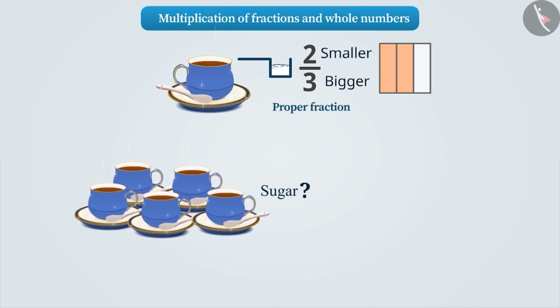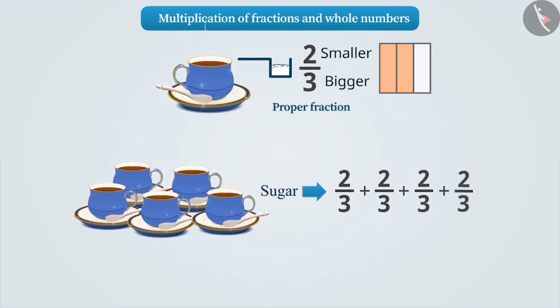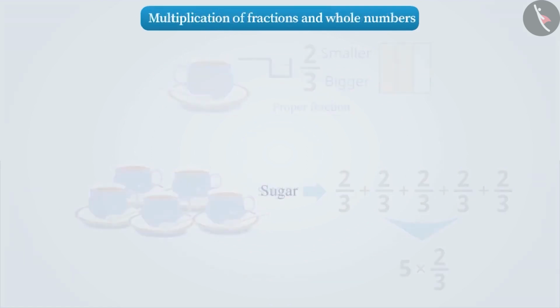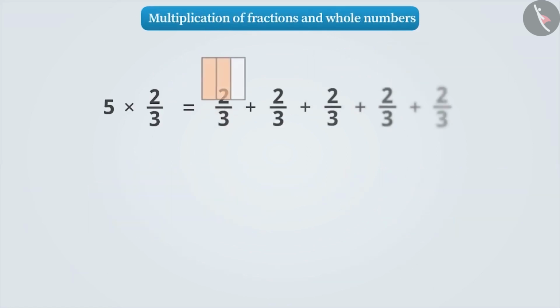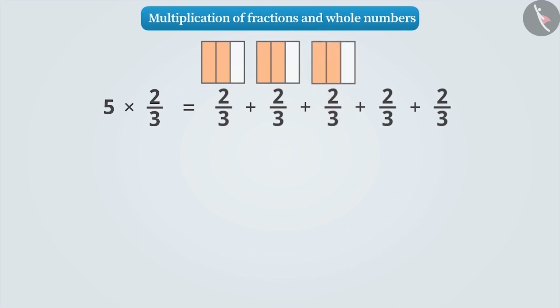We have to find out how much sugar will be required for 5 cups of tea. 2/3 teaspoon of sugar is required for 1 cup of tea, then 5 cups of tea will require 2/3 plus 2/3 plus 2/3 plus 2/3 plus 2/3. Here, we can see that 2/3 has been added 5 times. This can also be expressed in multiplication as 5 multiplied by 2/3. This way, 2/3 plus 2/3 plus 2/3 plus 2/3 plus 2/3 is equal to 5 multiplied by 2/3.